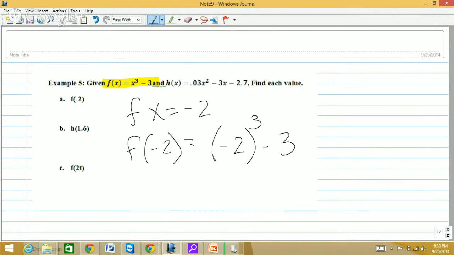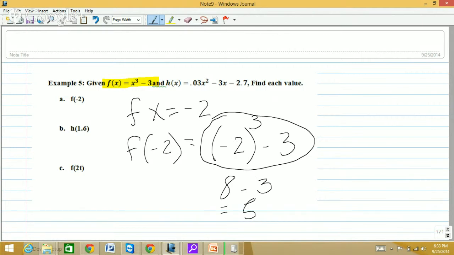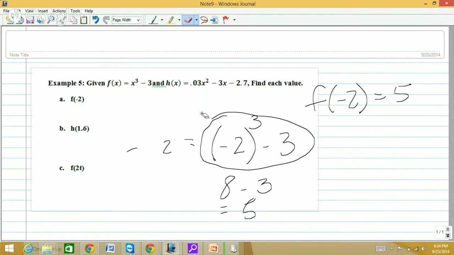Most common mistake is you guys want to do something over here with this. Don't do anything with that. Just leave it there. We're only going to deal with this like it's an expression. So -2 cubed is -8, minus 3, and that gives us -11. So F of -2 equals -11. Now I've got to erase some of this to make some more room for myself.